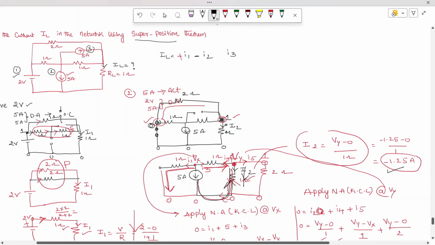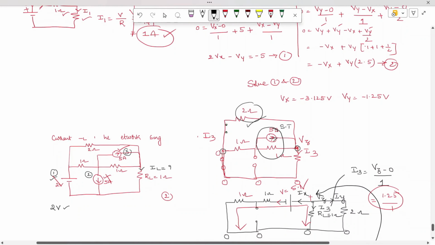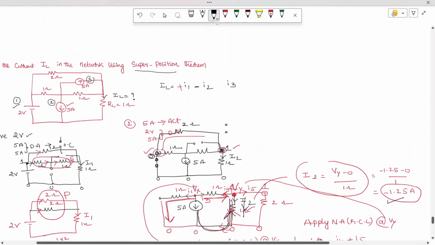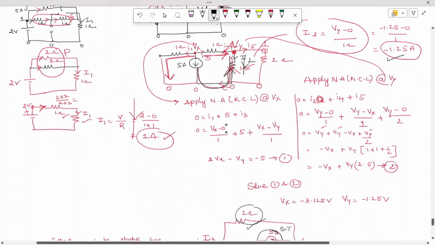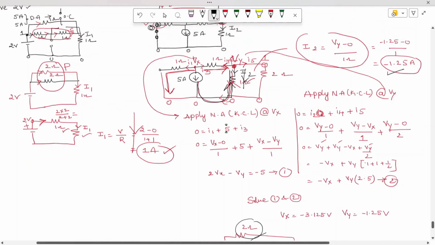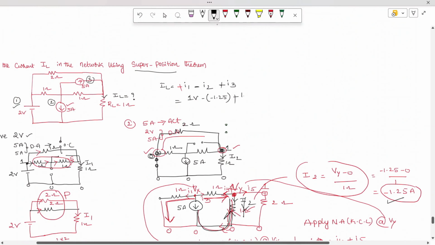Next one. The third current is also flowing from top to bottom, so we should substitute plus. Just substitute the values: I1 is 1 volt minus 1.25 plus I3. What is the value of I3 we obtained? I3 is 1.25.